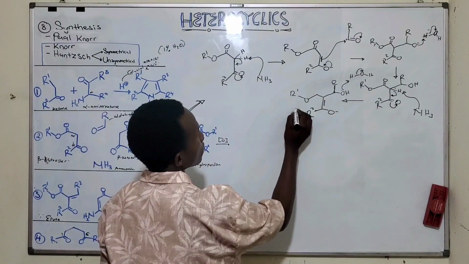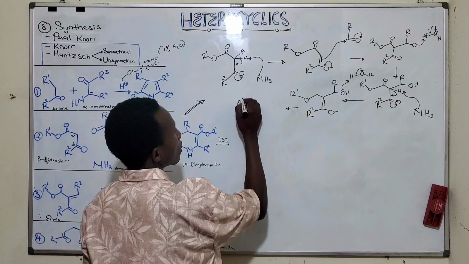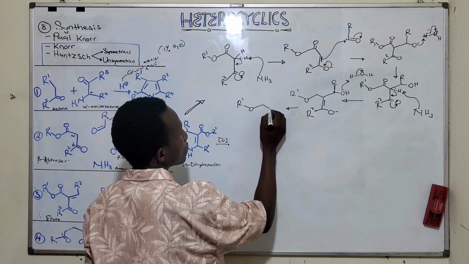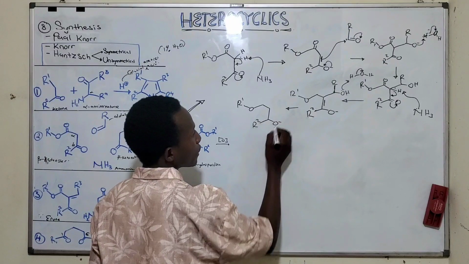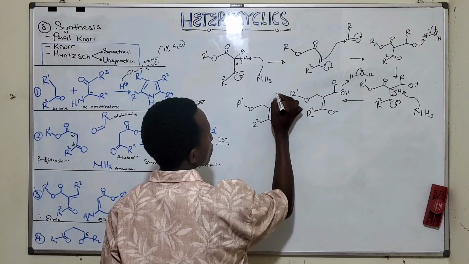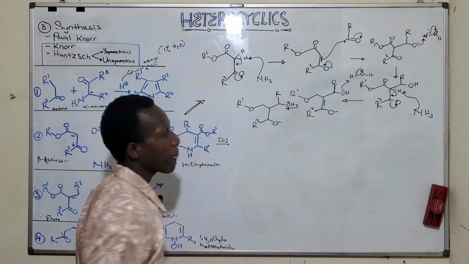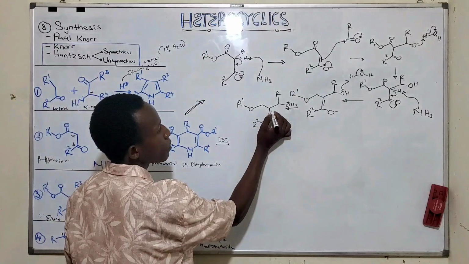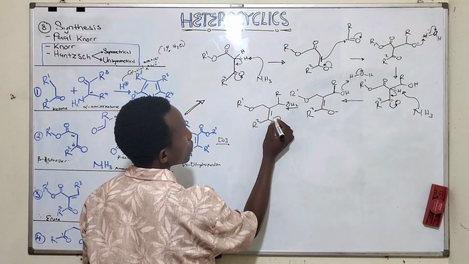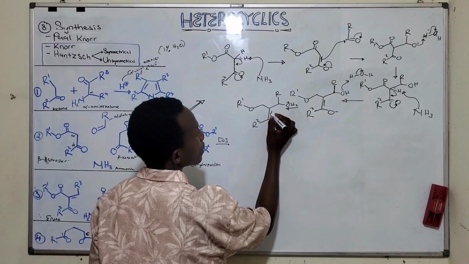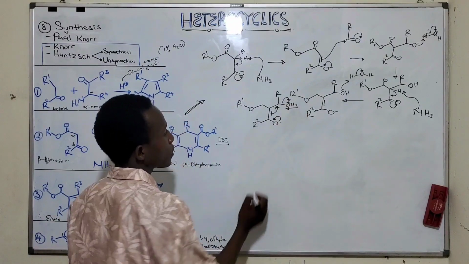So we shall have R1, R2, O minus. We have R and OH2 plus and a double bond here. A double bond, so this one forms a bond back. Then this one forms a bond there. This one breaks off.